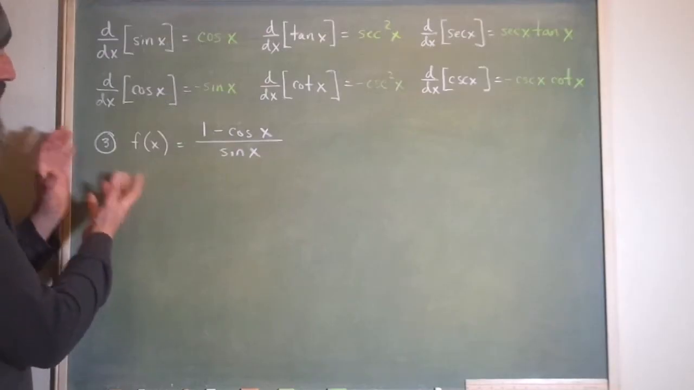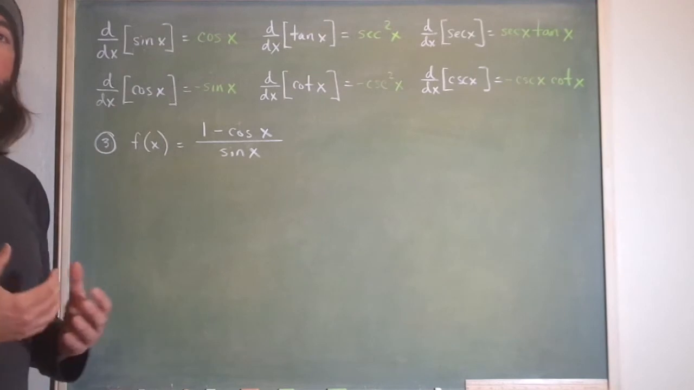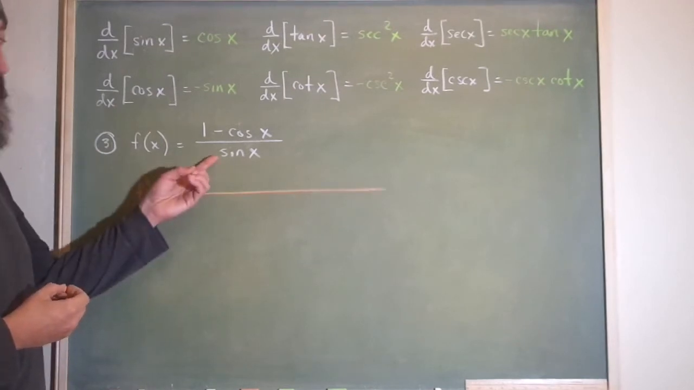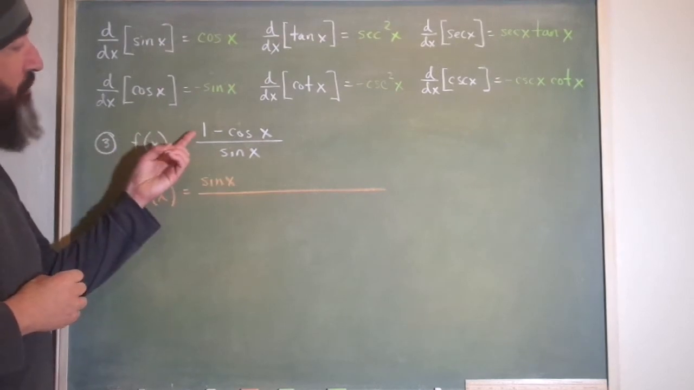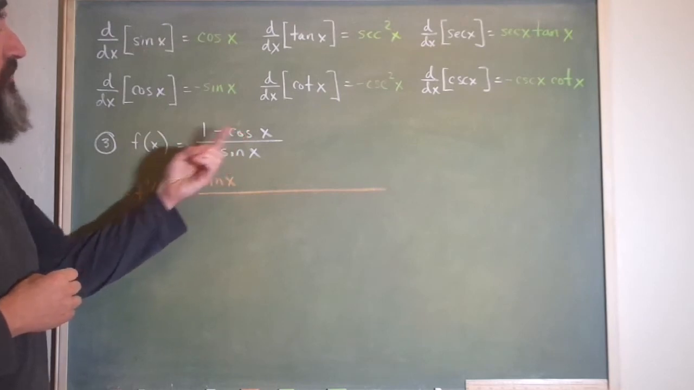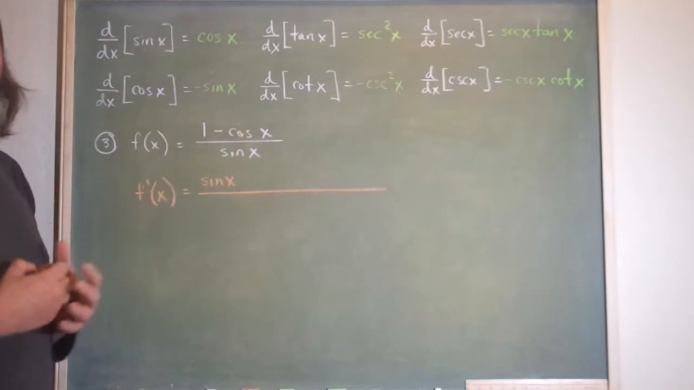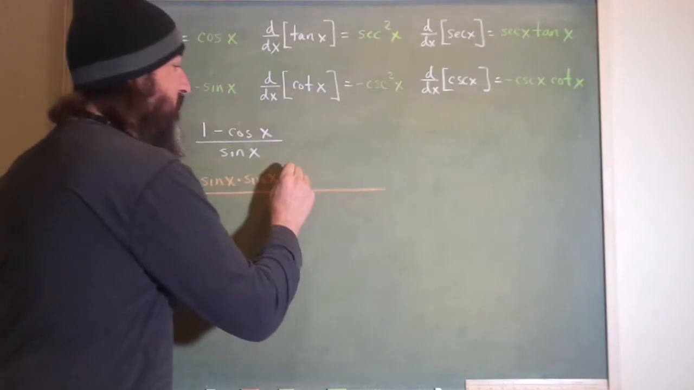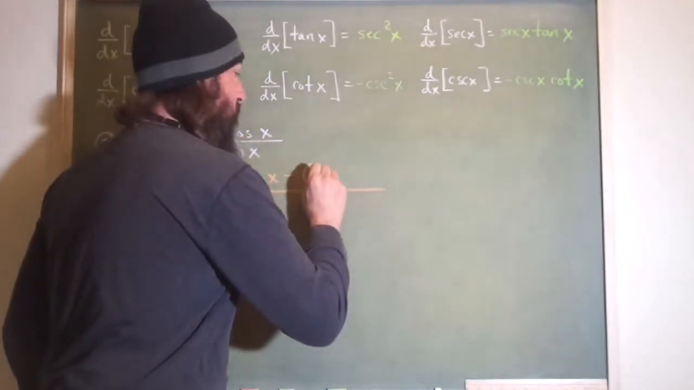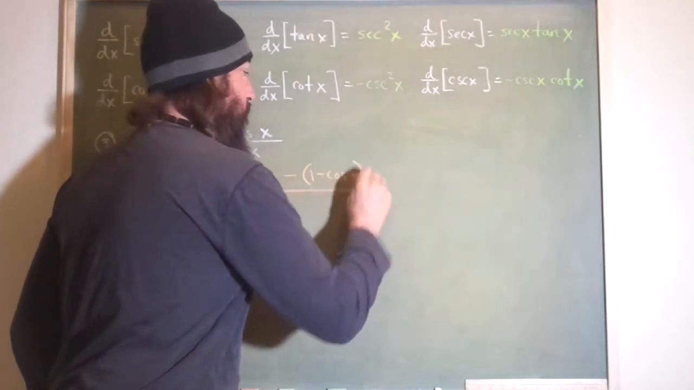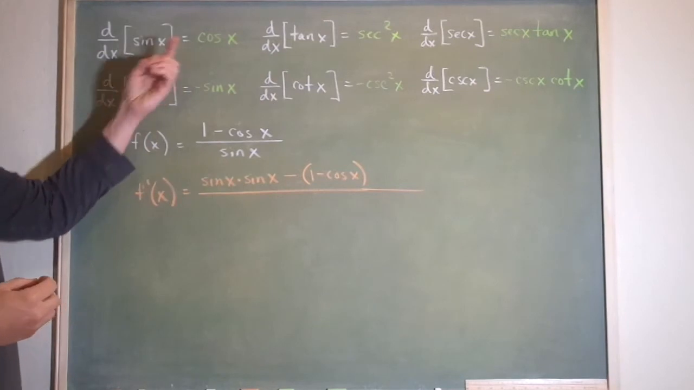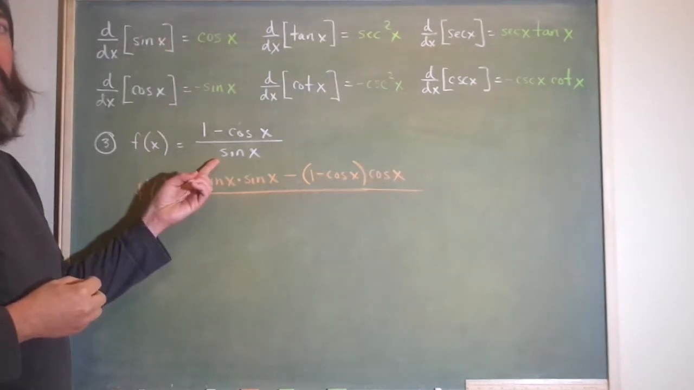Here I want to get the derivative of f of x, which is expressed as a fraction, so I suppose I could use the quotient rule. So my derivative will be the bottom times the derivative of the top, and the derivative of the top is 0 minus negative sine x, or in other words, positive sine x. Then minus the top, and the top is a binomial, so I better put that in parentheses. Times the derivative of the bottom, and the derivative of the bottom is cosine x. And that's all over the bottom squared.